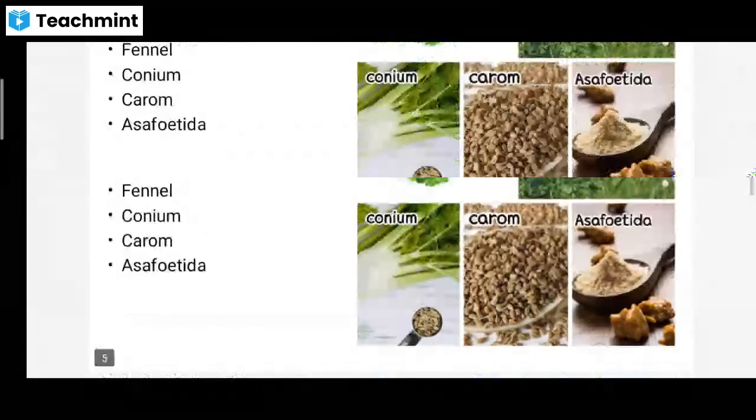Next is general characters. Habit: herb with hollow internode, furrowed stem. Leaves much divided, aromatic leaves with sheathing leaf base. Inflorescence: umbel.